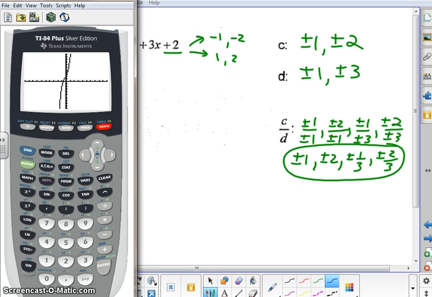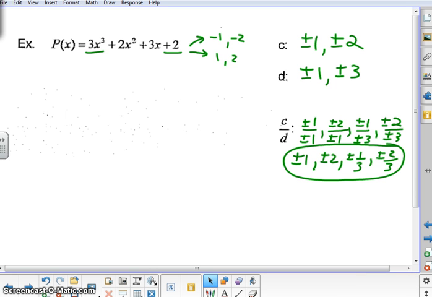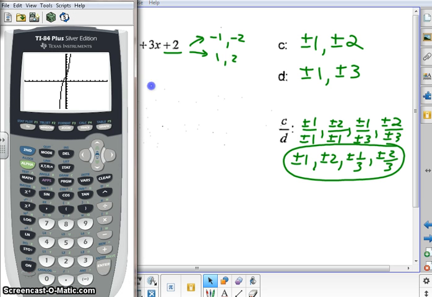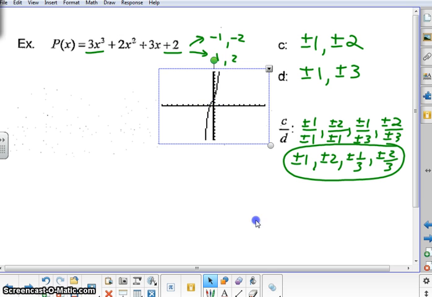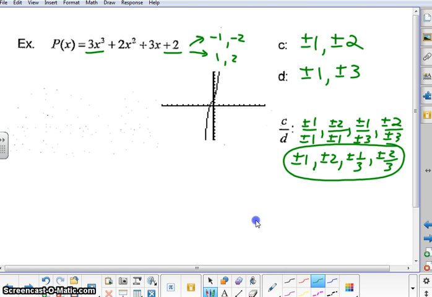Okay, so now let's go back to our picture here, and I'm going to slide this over so I can refer to it. Of all the rational roots, which ones could be right there between? That's where the x-axis is. So it could be -1/3, or it could be -2/3. How we can find out really quickly is by doing synthetic division. And we have 3, 2, 3, and 2.